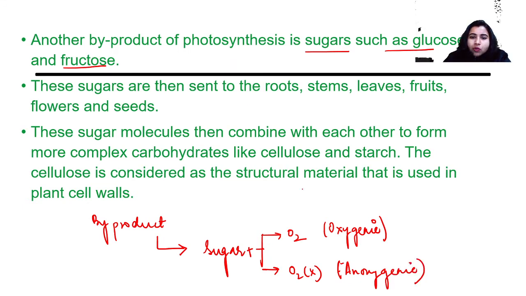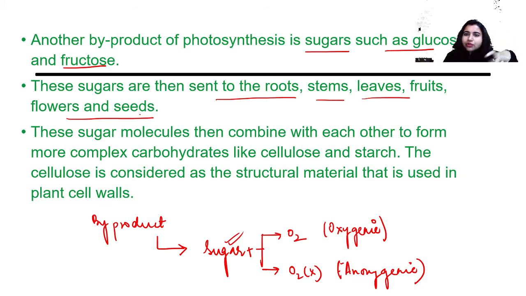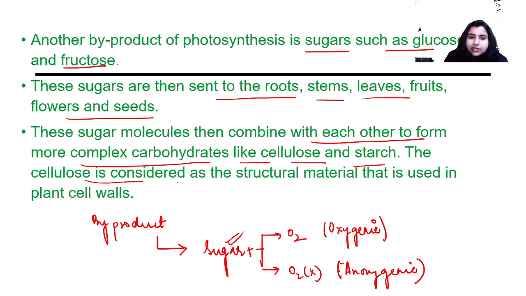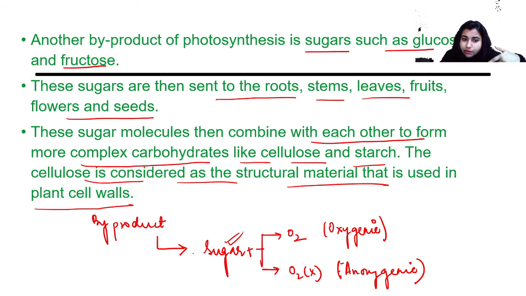Once the sugar is formed, it is sent to the roots, stems, leaves, fruits, flowers and seeds. So from the leaves it is sent to the other parts of the plant. The sugar molecules combine with each other to form more complex carbohydrates like cellulose and starch. Cellulose is considered the structural material used in the plant cell. Clear? So this is simple sugar, right?